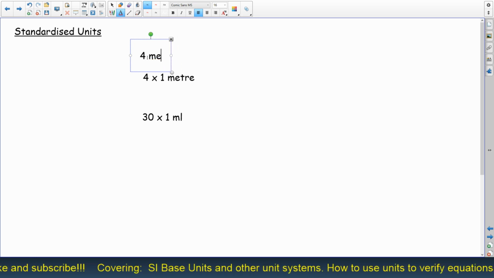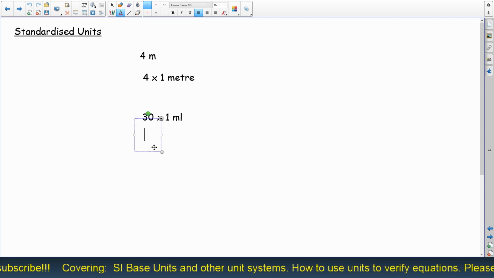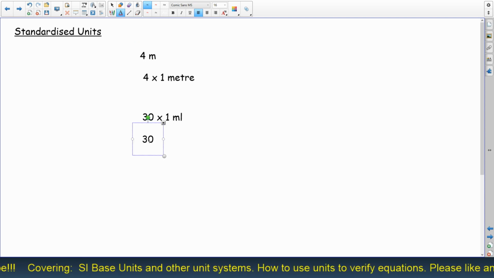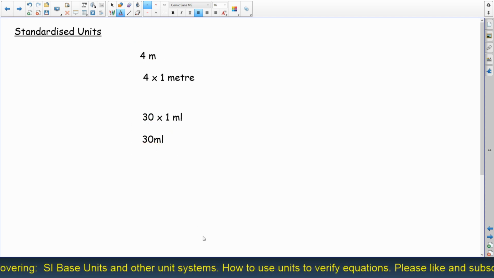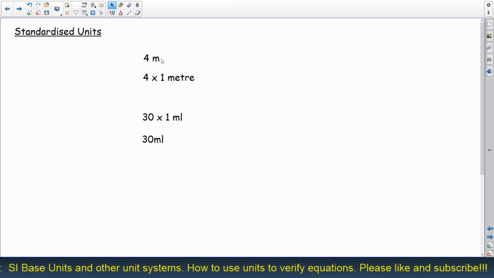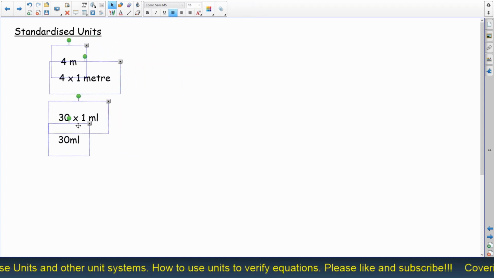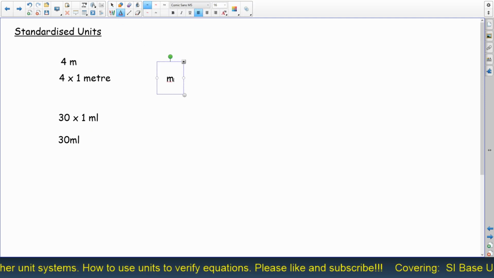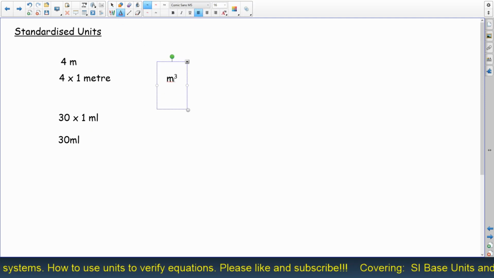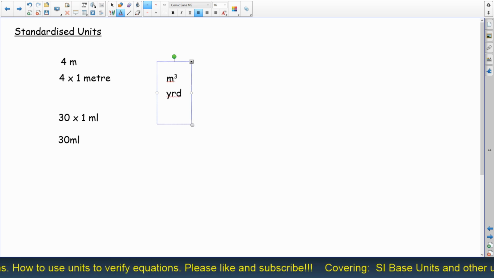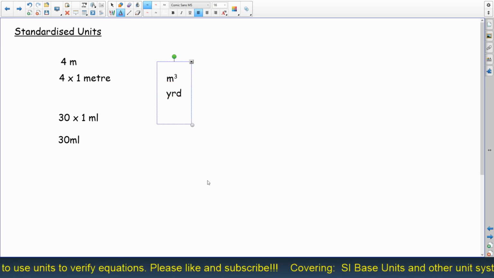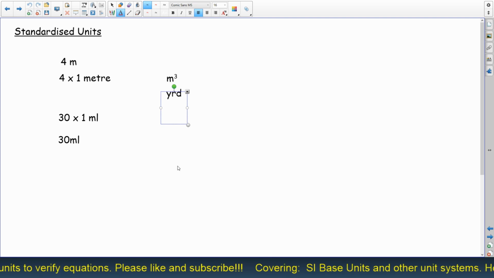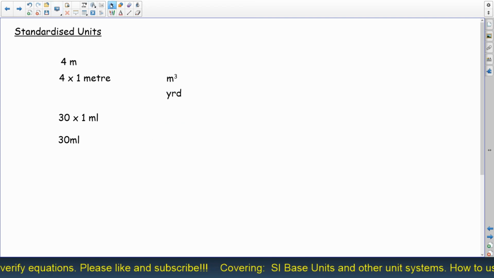And we shorten it to 4m, and we shorten that from 30 times 1ml to just 30 ml, just as algebra is a thing. Right, these are what the units are. And we can make up piles of them. There's units all over the place. There's meters cubed for volume. There's yards for Americans. There's units for all sorts of things. There's hogsheads for volumes of water. There's all sorts of units.